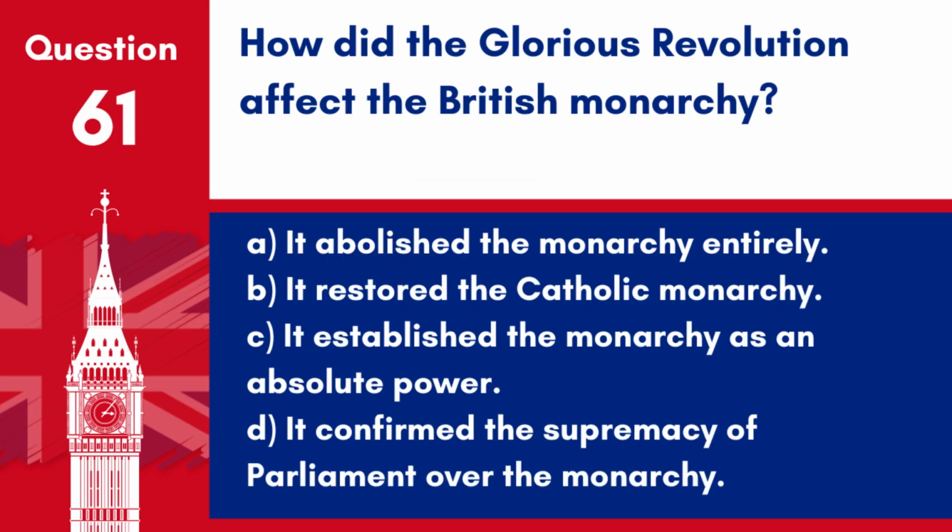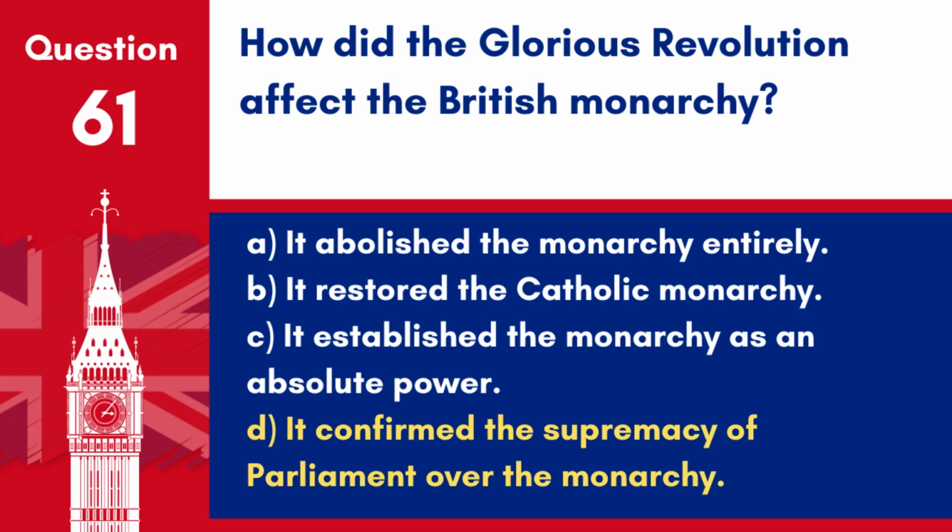Question 61. How did the Glorious Revolution affect the British monarchy? A. It abolished the monarchy entirely. B. It restored the Catholic monarchy. C. It established the monarchy as an absolute power. D. It confirmed the supremacy of Parliament over the monarchy.